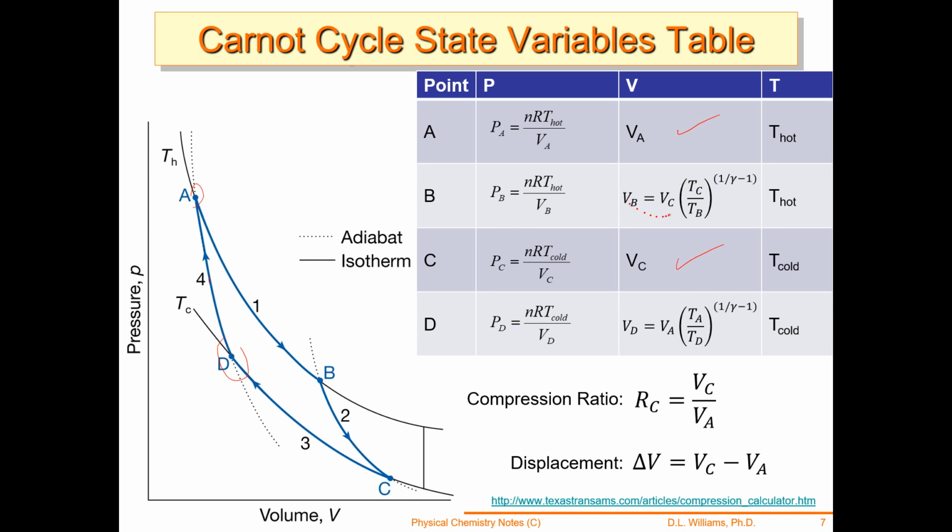And then figuring out B, VB is connected to VC with an adiabatic expansion. And so you would use the temperature at C, the temperature at B, and the volume at C to find the volume of B. And I've got some practice problems on Blackboard for you for that.